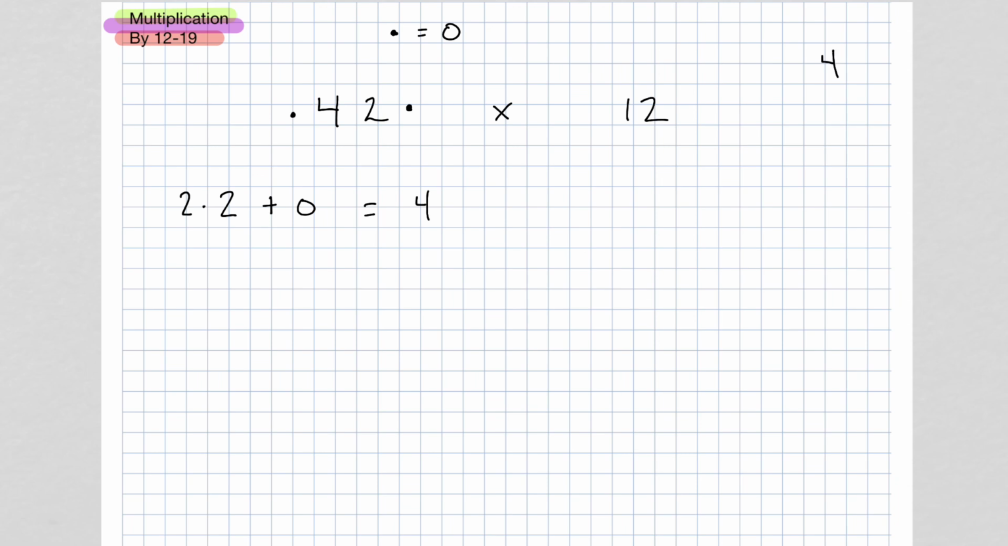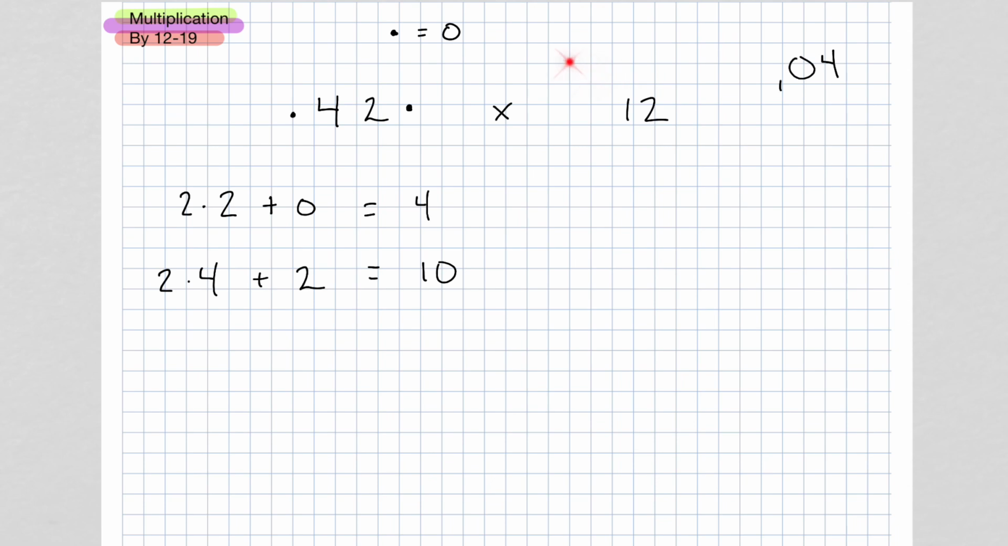So 4. Next we're going to say 2 times 4 plus 2. So first we did 2 times 2 plus 0. Now we're going to say 2 times 4 plus 2. Okay, that's 8 and 2. That gives us 10. So we write our answer up here. We're going to write a big 0, carry a 1.